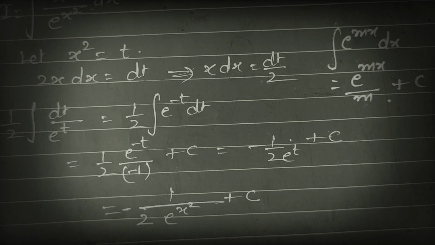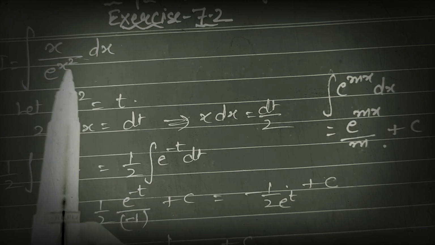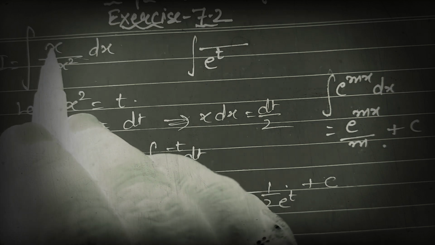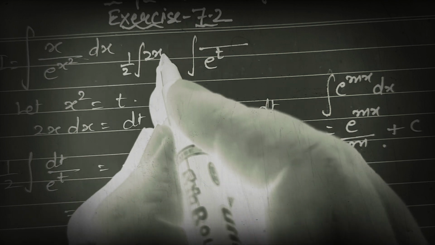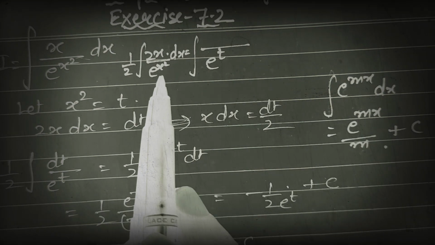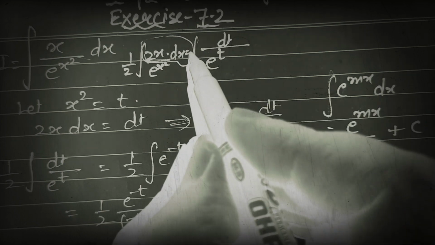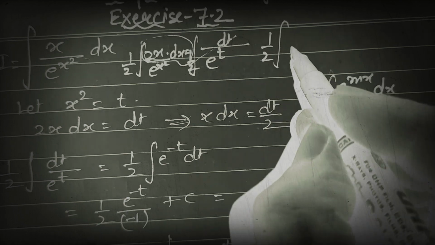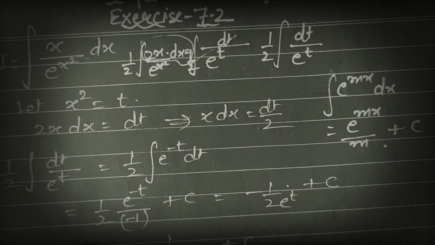Or we can find the integration this way also. For x square as t, if you multiply e raised to power t by 2 and divide by 2, it will be 1 upon 2 e raised to power x square 2x dx. Now we can directly take x square as t, so 2x dx is equal to dt, with 1 upon 2 outside. So 1 upon 2 as it is, e raised to power t, and 2x dx is dt. We can take it this way also.